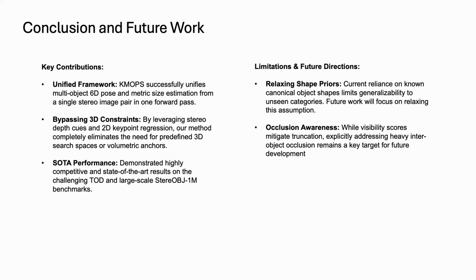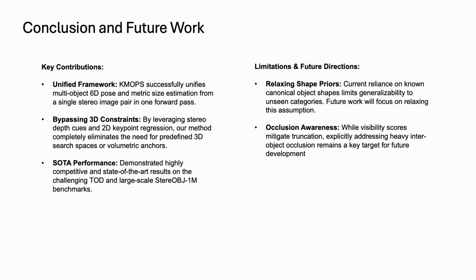In summary, we have 3 main contributions. First, KMOPS successfully unifies multi-object 6D pose and metric size estimation from a single stereo image pair in one forward pass. Secondly, by leveraging stereo depth cues and 2D keypoint regression, our method completely eliminates the need for predefined 3D search spaces or volumetric anchors. Third, we demonstrated highly competitive and state-of-the-art results on the challenging TOD and large-scale STIR-OBJ-1M benchmarks. Still, there are limitations in our method.